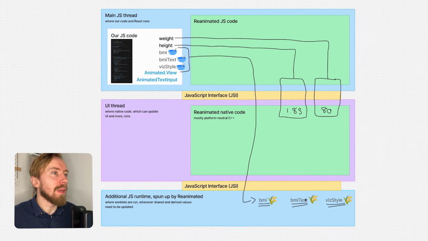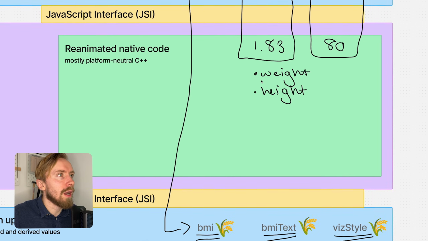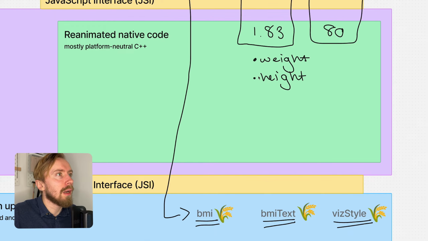As these worklets are being deserialized and registered with Reanimated, a dependency graph charting the dependencies, the relationships between these different values, is constructed. So let's do that now. We're going to start with our shared values. So we have weight here, and we have height. Now they're not dependent on anything. They're independent nodes in the graph. And then we have our first derived value. So BMI, that is calculated using both the height and the weight.